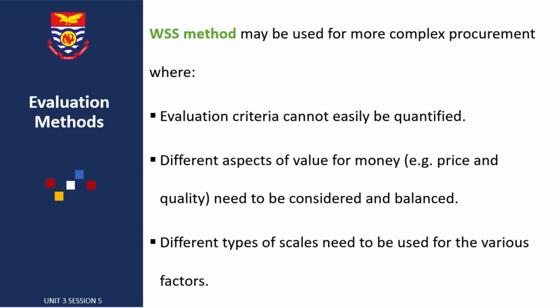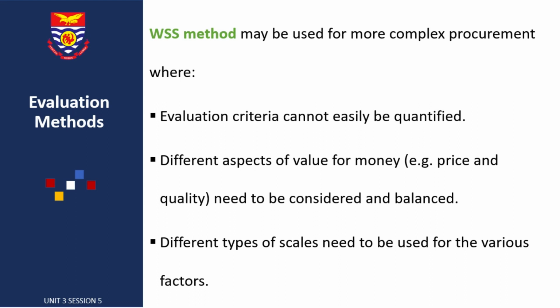So the weighted scoring system method may be used for more complex procurement where evaluation criteria cannot easily be quantified. So we can't easily quantify the evaluation criteria, so we use these qualitative criteria to choose. Again, it is used where different aspects of value for money, for example price and quality, need to be considered and balanced.